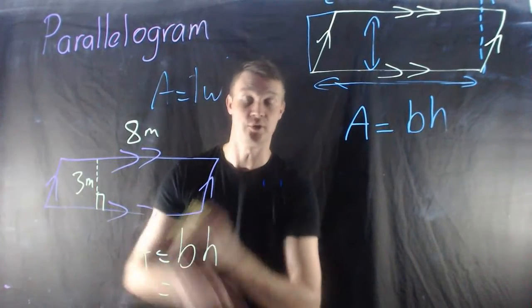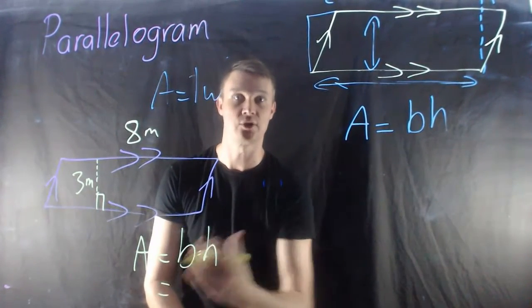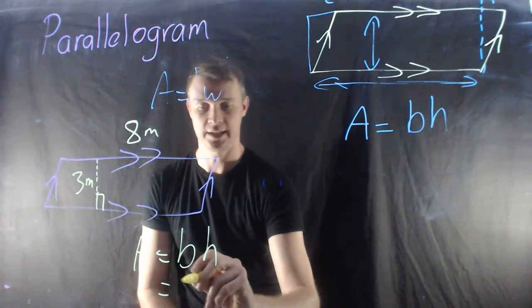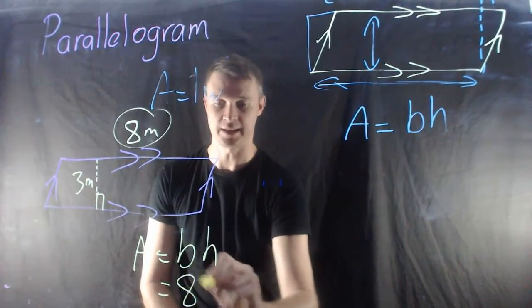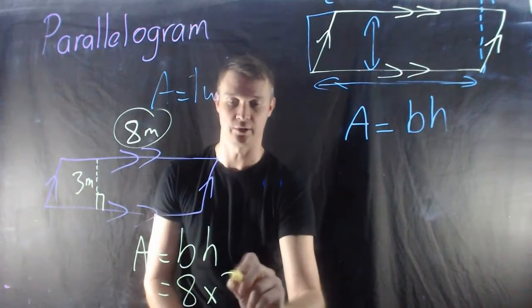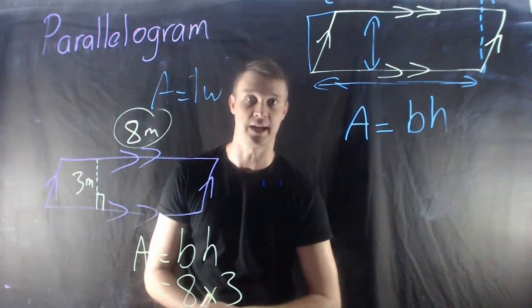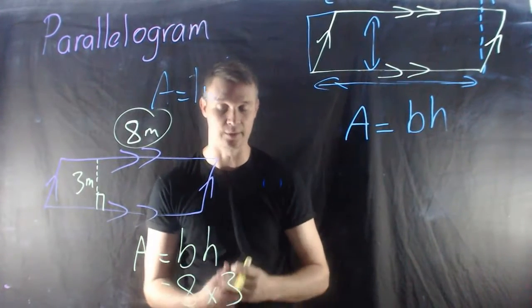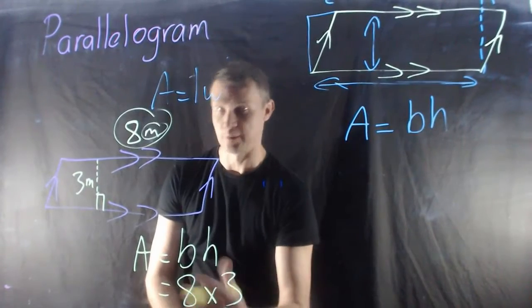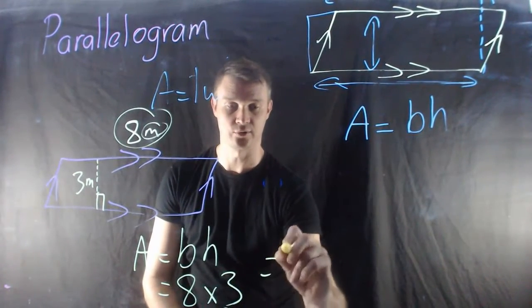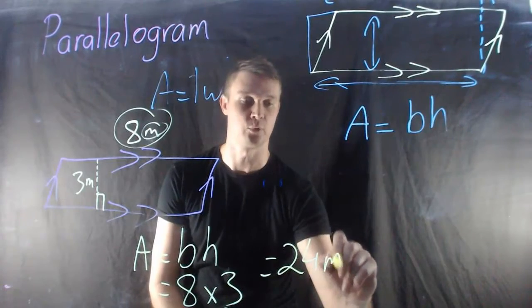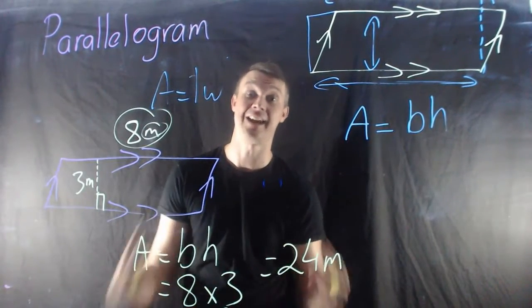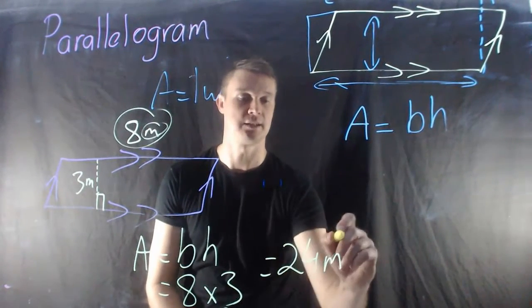Now, if we substitute these values into our formula, with the base, which we know is 8, it's basically saying 8 times the height of 3. Then we can simply do the calculation. 8 times 3, as we know, equals 24. And we're also going to put in the units of measurement, which is meters. Because we're calculating the area, that is also going to be meters squared.